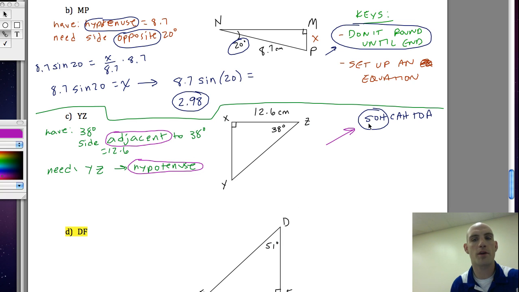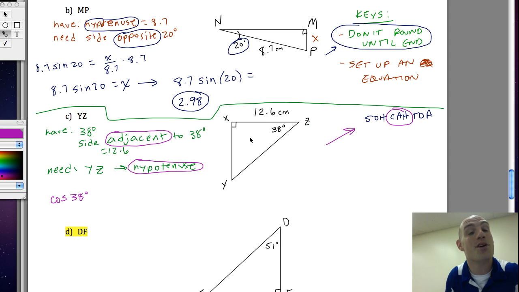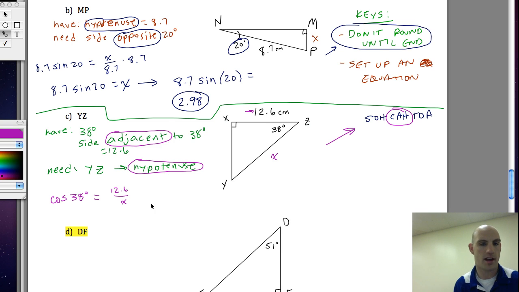I don't know if you've been noticing what we've been doing. We're using the ratio that has something that we need in it. So let's look. Which one involves adjacent and hypotenuse? Not sine, not tangent. It must be cosine. We always take the cosine of an angle. Cosine of 38 is equal to the side adjacent to it, 12.6, over the hypotenuse, which we don't have, so we'll call it x.